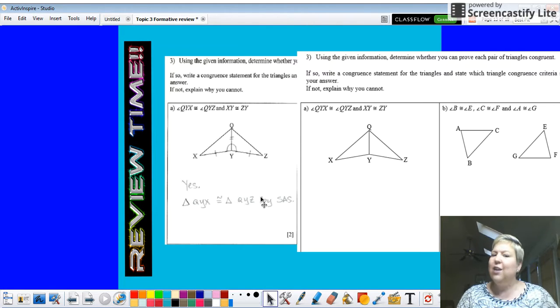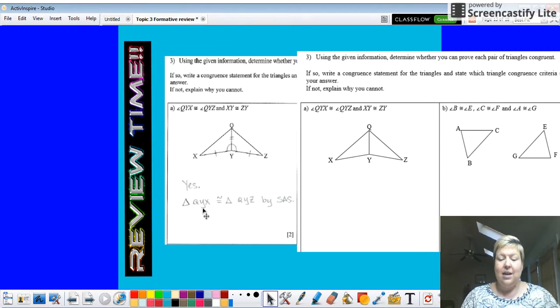Once I've done that, it's really easy to look at the picture. I can see that I have, yes, two congruent triangles by side angle side. So I just write out triangle QYX is congruent to triangle QYZ by SAS. And that is all I need to do. If you've shown your markings, if you've looked at the picture, and if you've written your congruent statement with the criteria that you used, you're good to go.